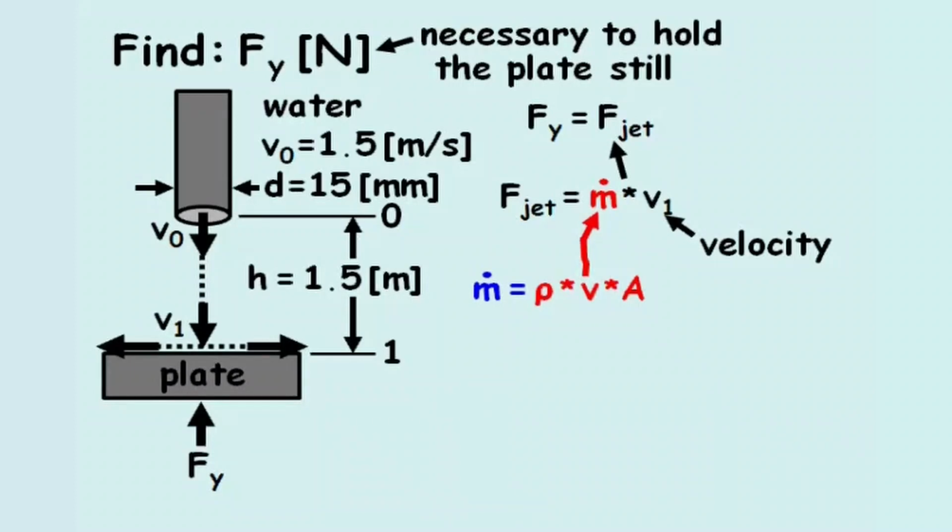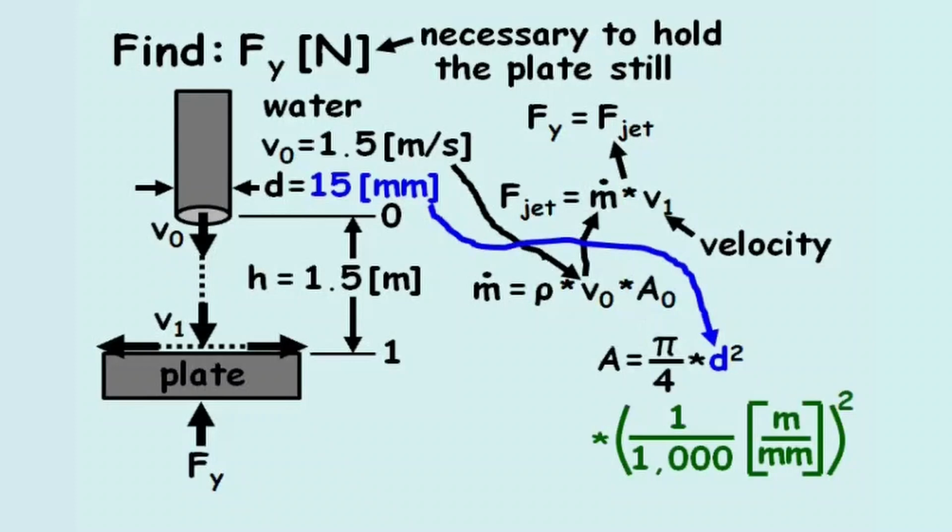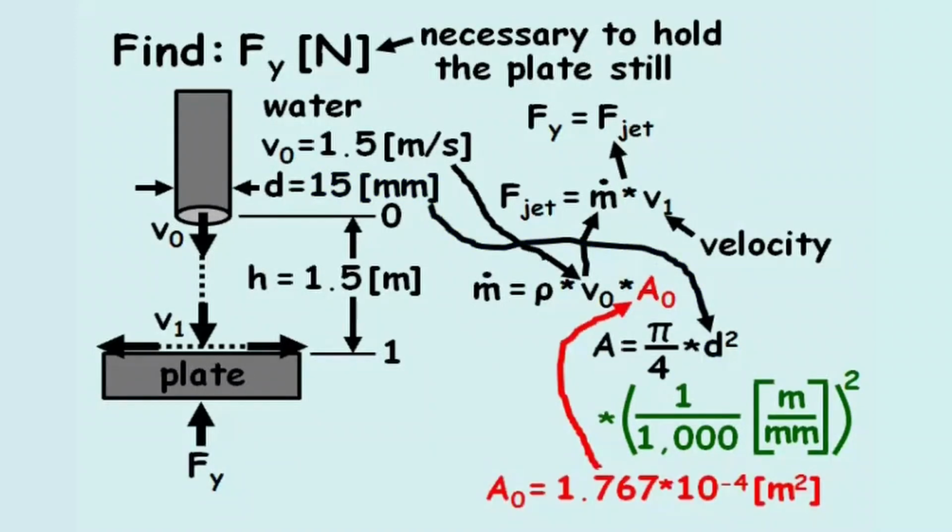It will be easiest to determine this product by examining location 0, because we've been given v0, which equals 1.5 meters per second, and the area a0 equals pi over 4 times the diameter squared. After plugging in the diameter and after converting units, the area of the hydraulic jet at point 0 equals 1.767 times 10 to the negative 4 meters squared.